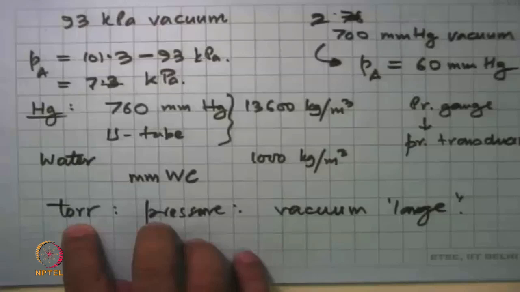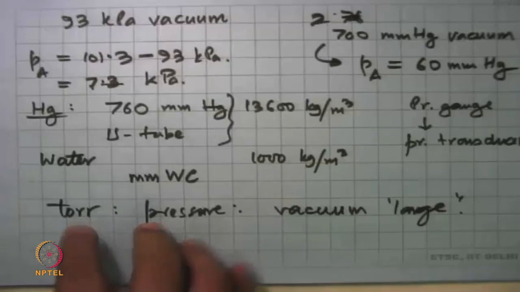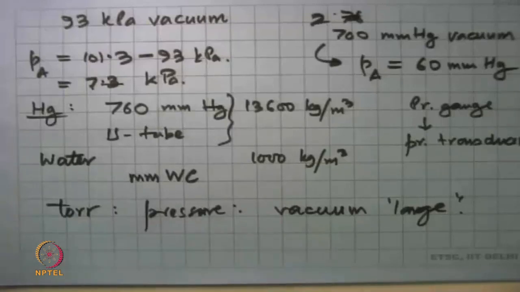Using a bar or a Pascal or a megapascal is fine, but every time you tell somebody what the pressure is, you'll have to say, no, it is this much into 10 to the power 4 Pascal or 10 to the power 6 Pascal. That doesn't help in communication. So we use the unit of torr.